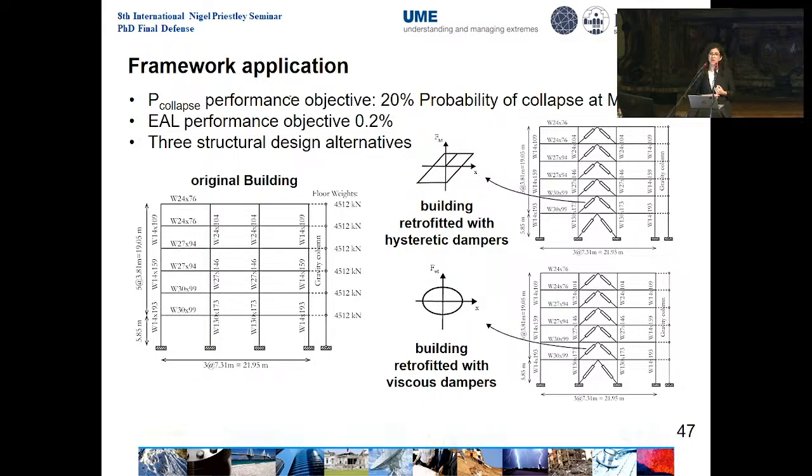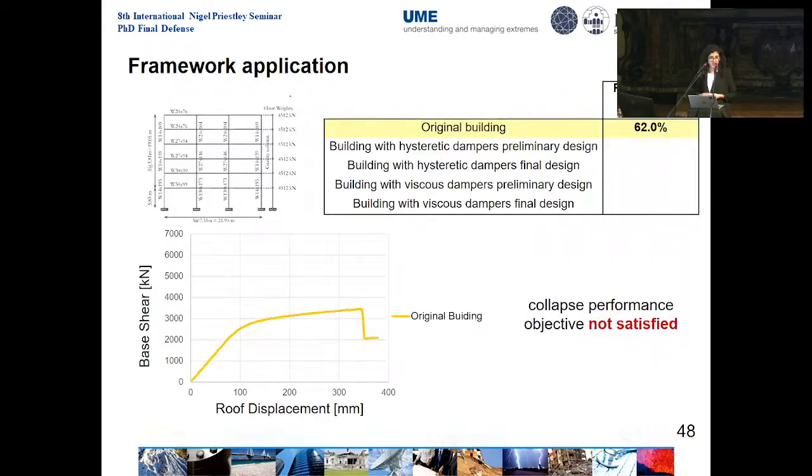So for the probability of collapse, we assume a performance objective of 20% probability of collapse at maximum credible earthquake, while for the expected non-loss performance objective, we assume 0.2% of the building cost. We assess 3 structural design alternatives. Now, the original building is the 6-story moment-resisting frame that we have already discussed when we applied the first framework, and we are retrofitting this building using hysteretic dampers and viscous dampers.